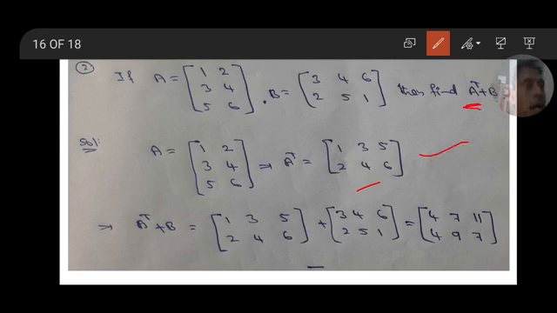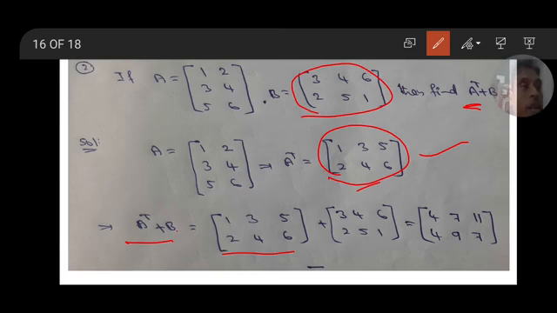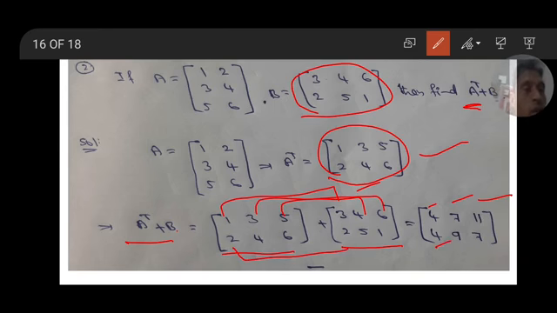Now we have to add A transpose plus B. A transpose is [1, 3, 5; 2, 4, 6] and B is [3, 4; 6, 2; 5, 1]. Adding both: 1 plus 3 is 4, 3 plus 4 is 7, 5 plus 6 is 11, and 2 plus 2 is 4, 4 plus 5 is 9, 6 plus 1 is 7. Okay, these are the problems, A transpose plus B.